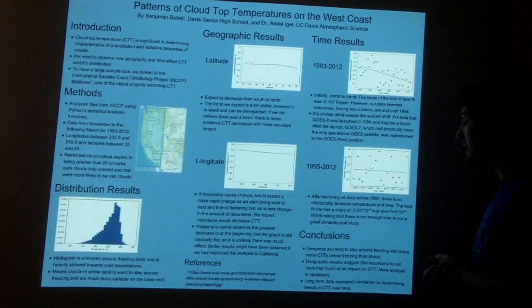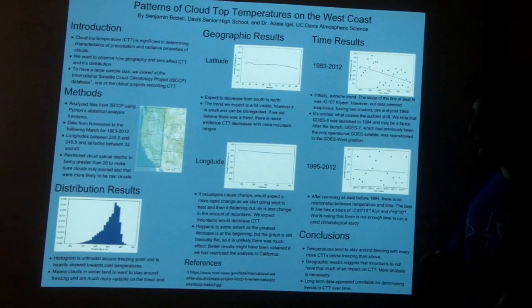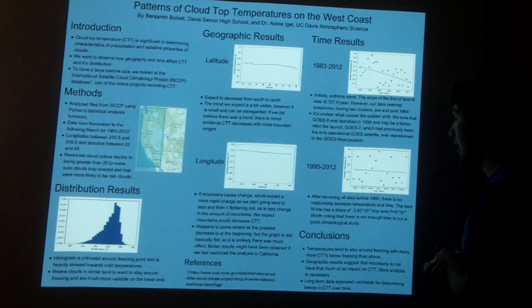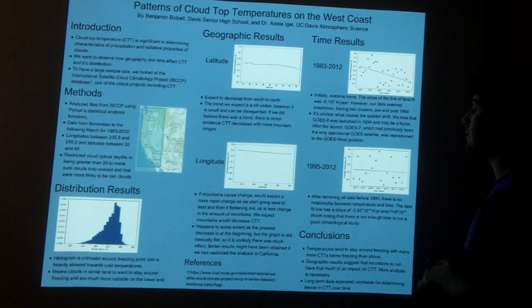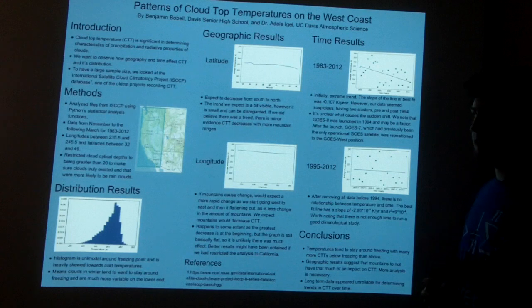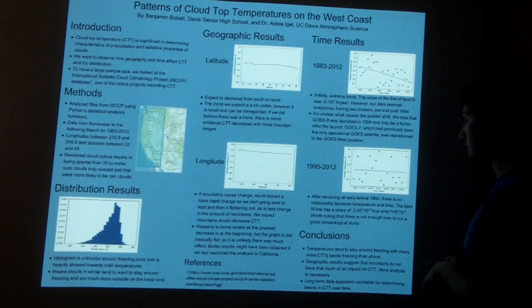So in conclusion, we see that temperatures tend to stay around freezing, and that it's skewed left. This warrants further research. I do not know why, and I think it would be interesting to see why. We know that the geographic results have very little trends. We see a few, but there's basically no statistical significance in the geographic trends for cloud top temperatures.